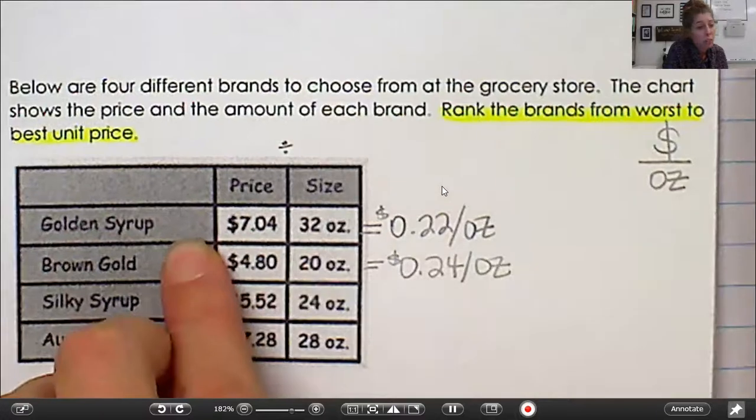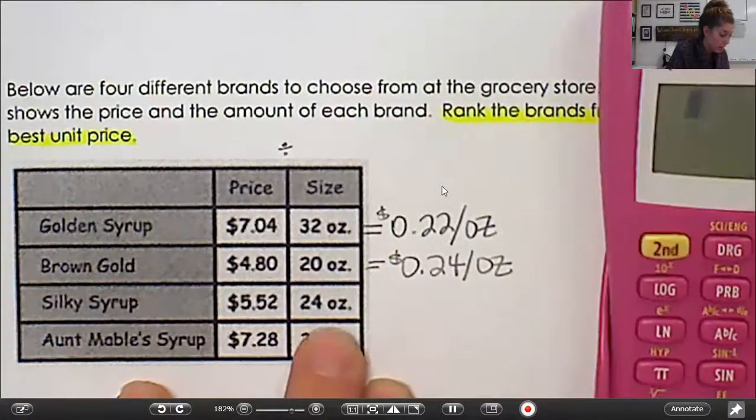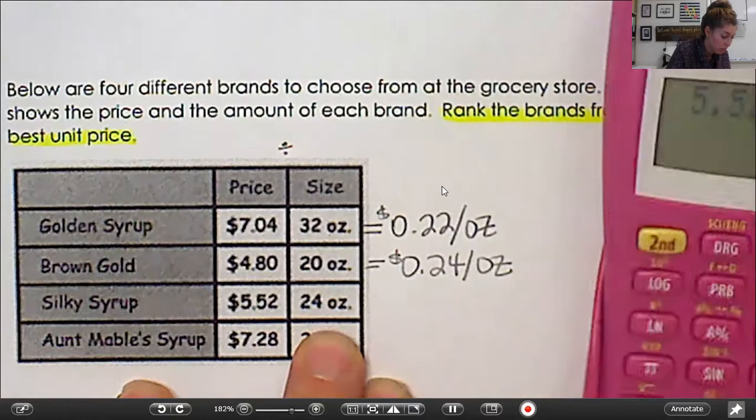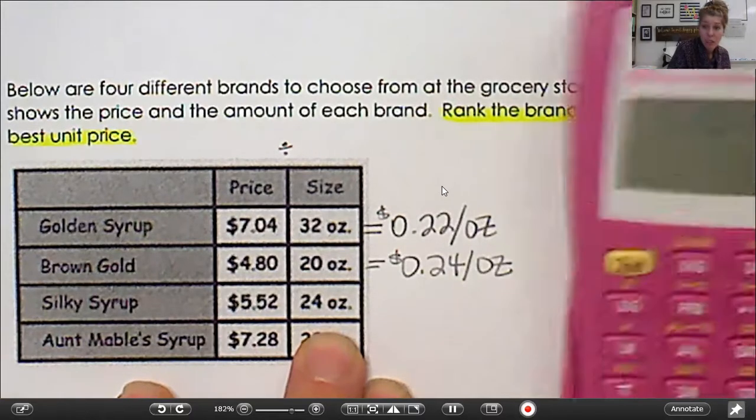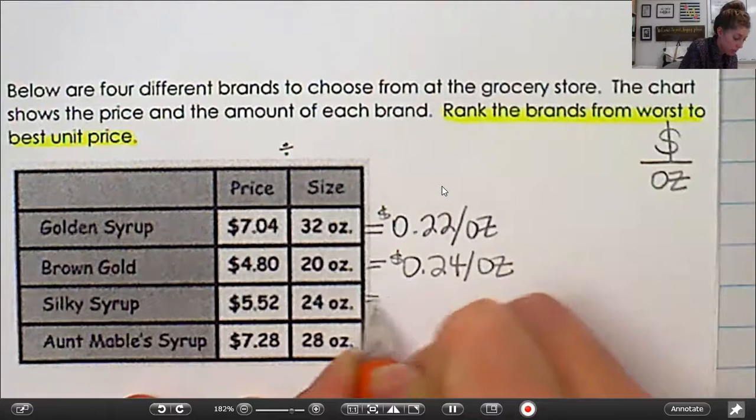Already, I know that the golden syrup is better than the brown gold. All right, next one, $5.52 divided by 24. So this one is 23 cents an ounce.